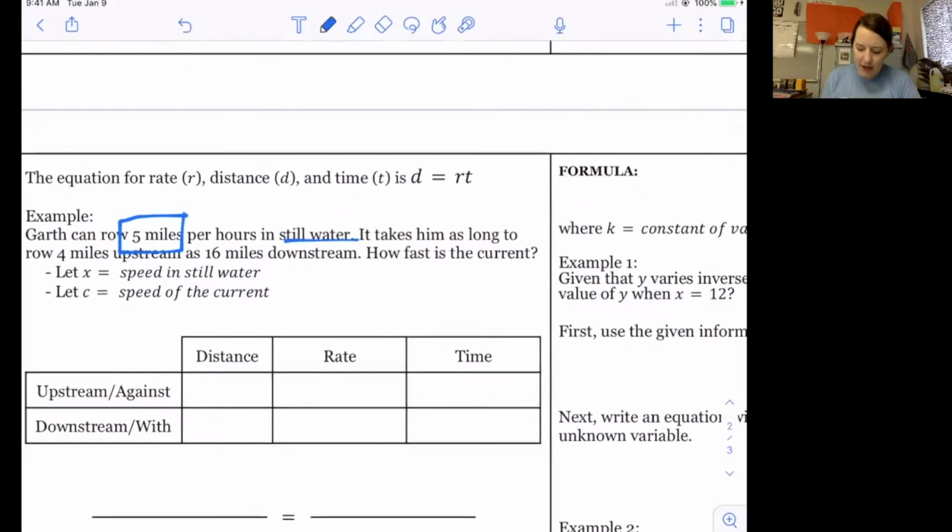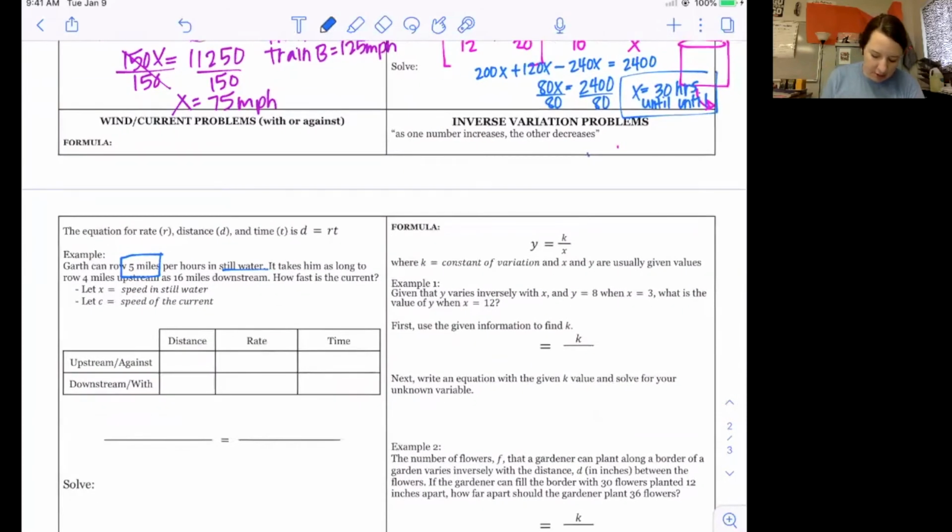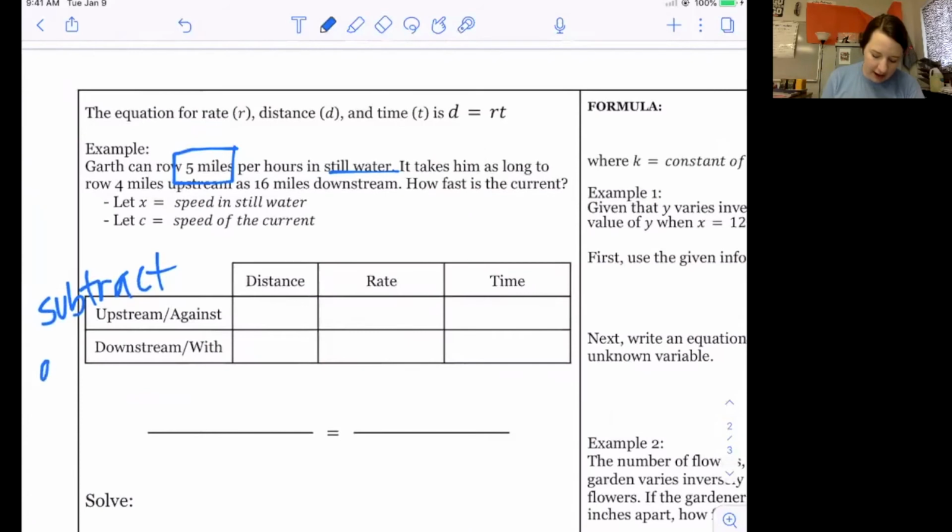So for our rate here, X is going to be his speed in still water, okay? And then C is going to be the current. So if he's going against the current, we're going to subtract the current speed because it's going to harm him. It's going to slow him down. If he's swimming with the current, we're going to add the current value because it's helping him. It's carrying him faster.